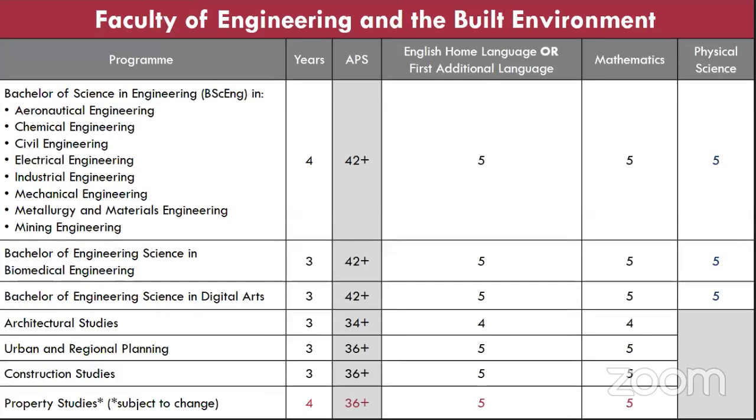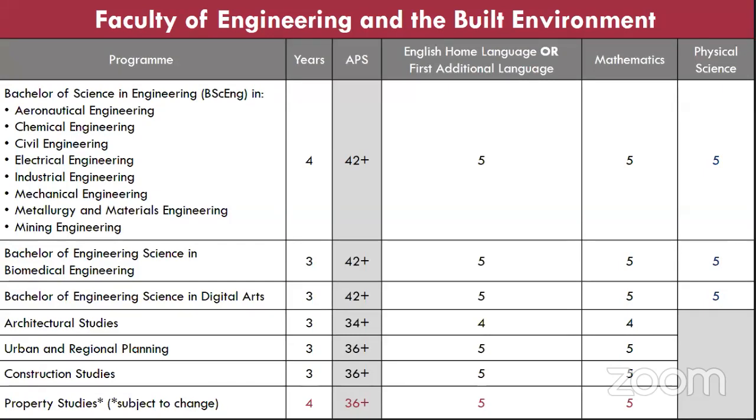The next faculty is Faculty of Engineering and the Built Environment. Now, with the engineering part of this faculty, the qualifications that are engineering specific, like your Bachelor of Science in Engineering, including biomedical engineering and digital arts, those are your engineering qualifications. You will notice there that all those qualifications, from the top right up until digital arts, the only difference is the year of study, which the first block gives you 4 years of study, and the bottom 2 studies until digital art gives you 3 years of study, but the requirements are the same. It's 42 APS, maths, English, and physics at level 5s.